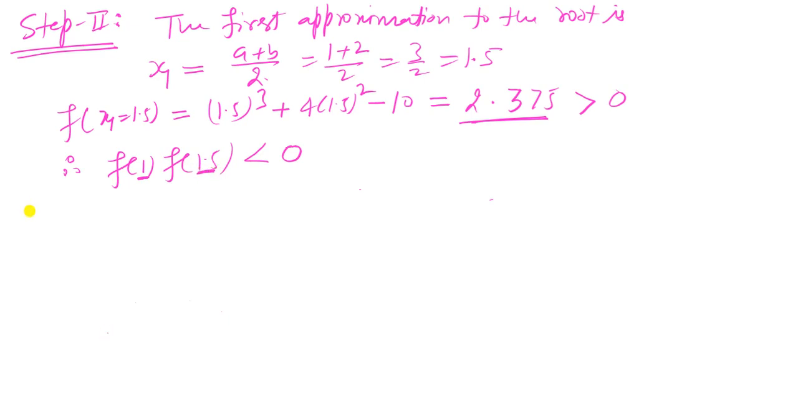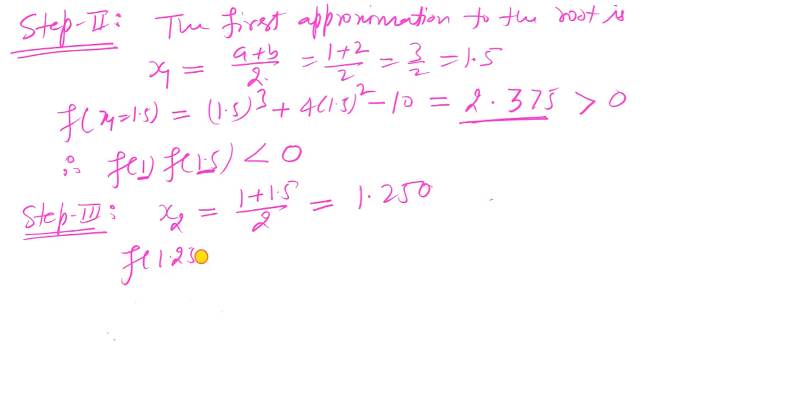Now in step 3, the second approximation to the root is denoted by x2, and x2 = (1 + 1.5)/2 = 1.250. Now the functional value at x = 1.250: f(1.250) is equal to -1.797. This is less than 0. So this functional value is negative and the other functional value is positive.